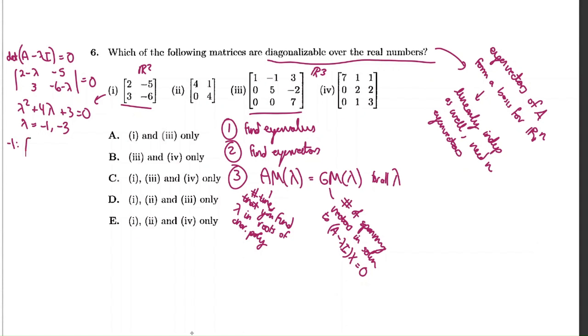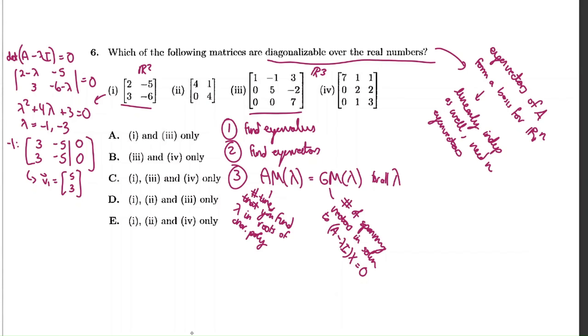So for the lambda of -1, I want to find the eigenvector, so I'm going to do A minus lambda I times x equals 0. So 2 minus -1 is 3. I have -5, and then I have 3. -6 minus -1 is -5. From this, I see that these two rows are linearly dependent, and so for my eigenvector, I can set that just to be 5 and then 3. So that's an example of one eigenvector.